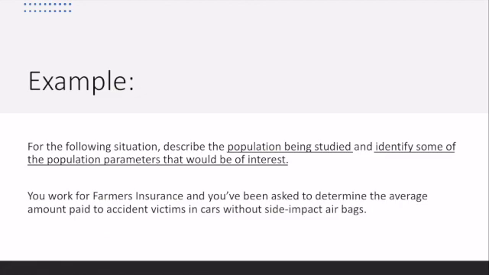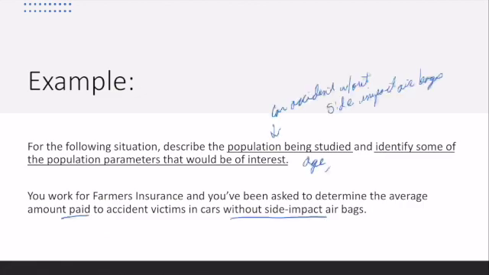Now, what would some of the parameters of this population be of interest? I know we're asked to study the amount paid to the victims, but some other things we might want to know about this population is the age, right? Older drivers tend to be in fewer car accidents than younger drivers. We might want to know what car they owned. We might want to know how old their car was. So there's lots of different information we can collect about this population.